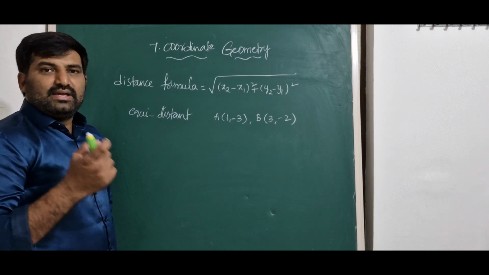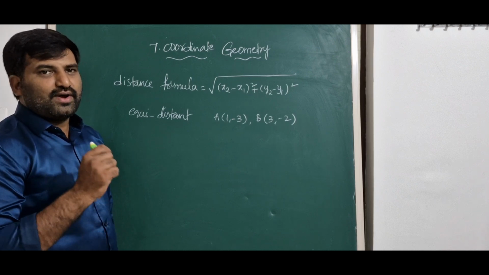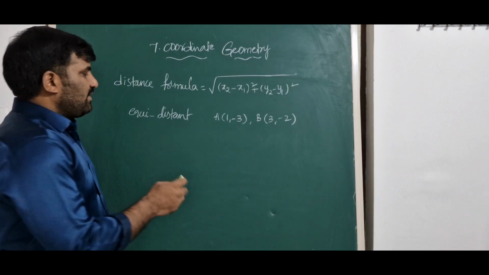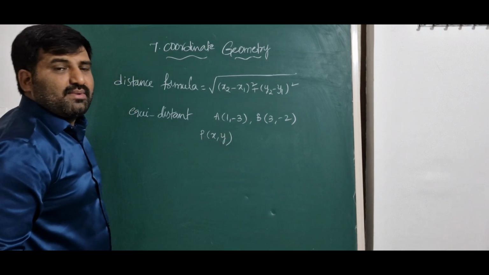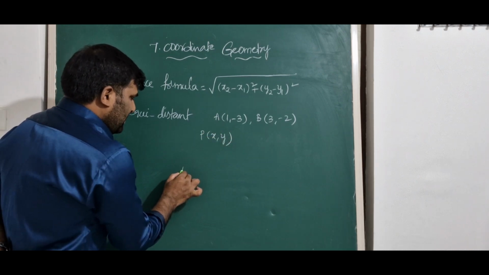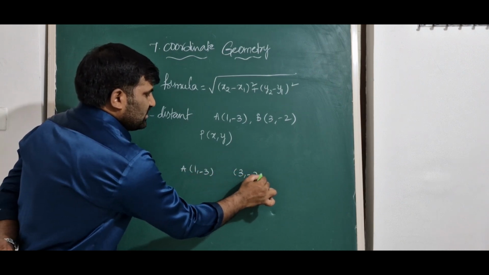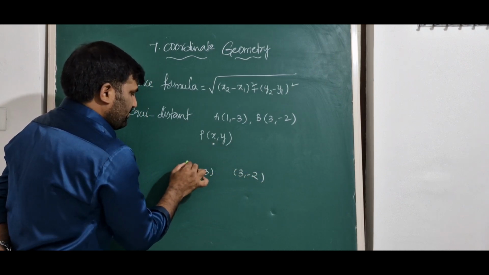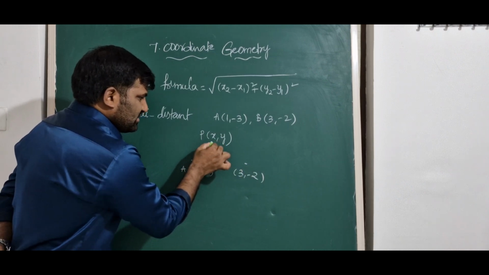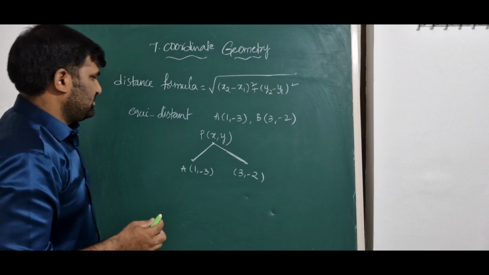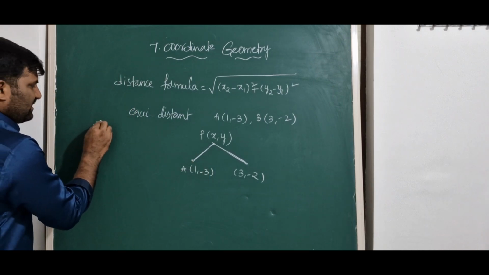Here we will get an equation and find the relationship between x and y. To find the relationship between x and y, you can take the point P as x comma y. There are 2 points, A which is 1 comma minus 3, and B which is 3 comma minus 2. These 2 are the points which are equidistant from point P. AP distance is equal to BP distance, so you can take AP is equal to BP.